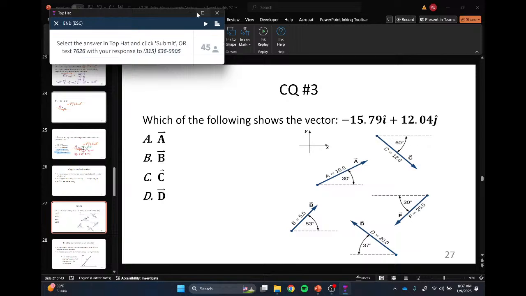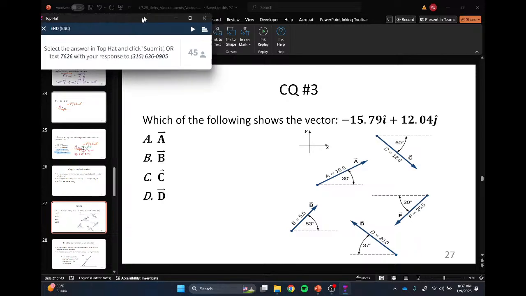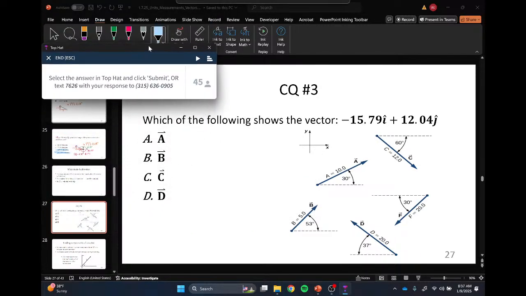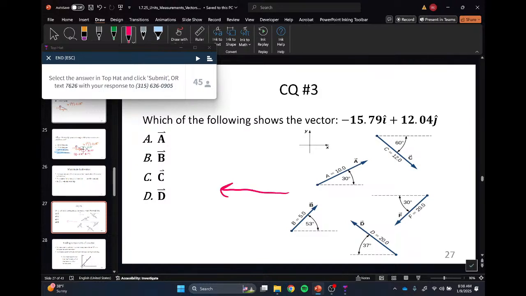And then I look at things. So we have a vector that's, let's just draw it. Let's be rigorous. We're going to draw a vector that's 15 to the right. And then we're going to draw one that's 12 up. 12 is slightly smaller than 15. So the end result is something that points up and to the left. So the only vector that points up and to the left is D. So that's the answer.